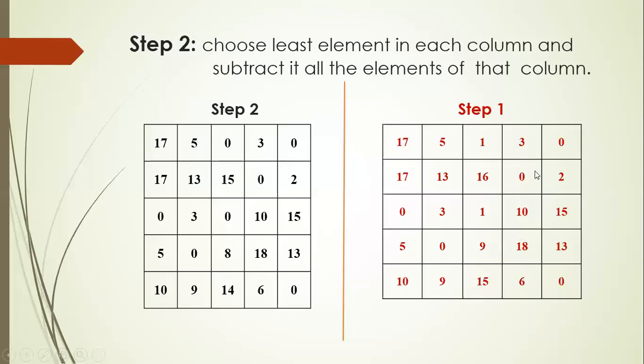And fourth column, the least element 0. So there's no problem. Same. 0 is the least element. There's no changes. 3, 0, 10. And fifth column, the least element 0.